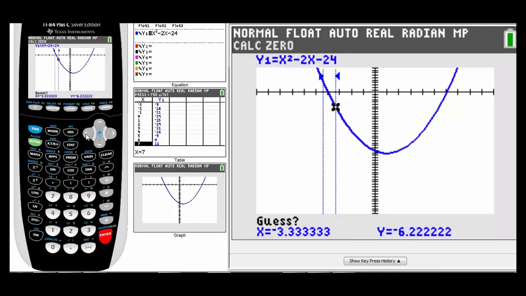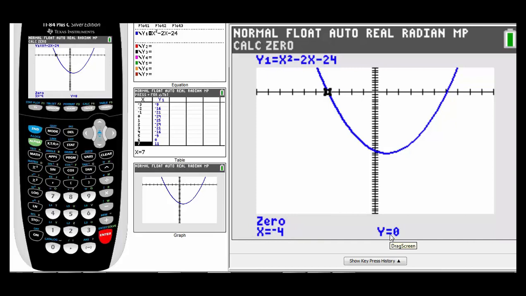And to guess, you can just leave it where it's at right now, or you can move the cursor to where you think it's closest. Hit enter, and it tells me my solution, negative 4, 0. So these are a few nice little things to find these zeros for the function.